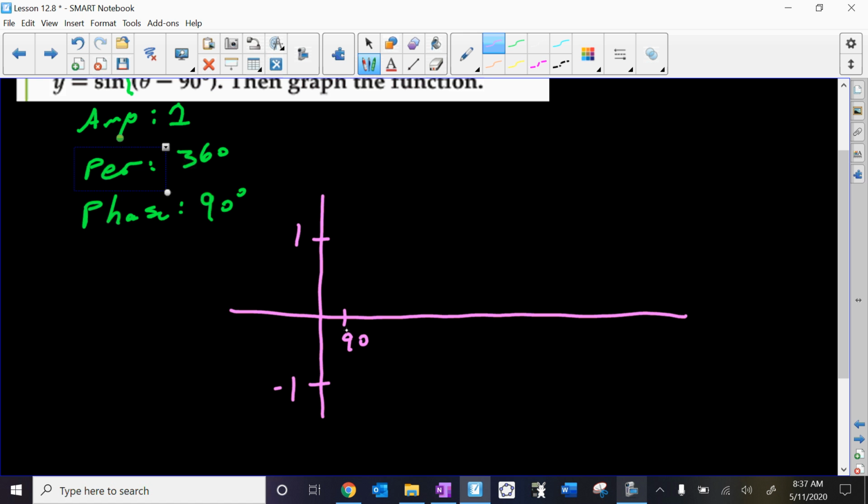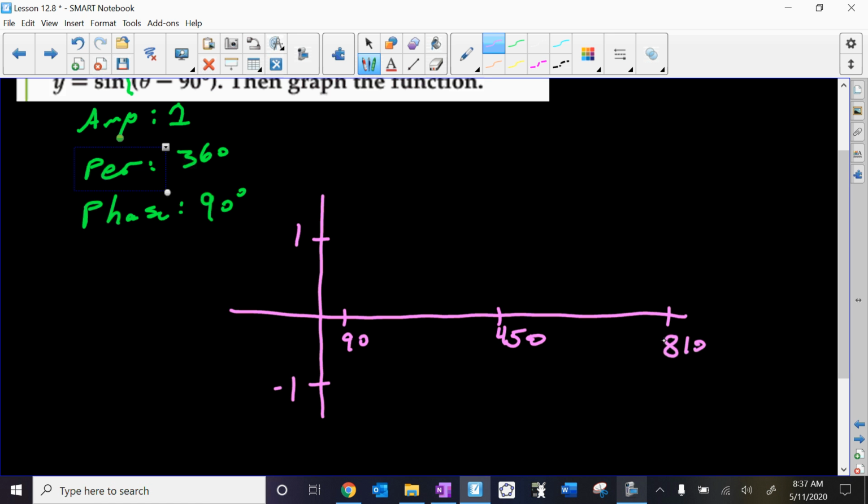Once I know my starting location, then I can deal with my period. Remember, every 360 degrees we're going to start over. So I'm going to take 90 plus 360, and that is going to get me 450 degrees. So between 90 and 450, that's 1 cycle. I would like 2 cycles when you graph. So now I'm going to take 450 plus 360 again, and that's going to get me 810. So between 90 and 810, I'm going to have 2 cycles.